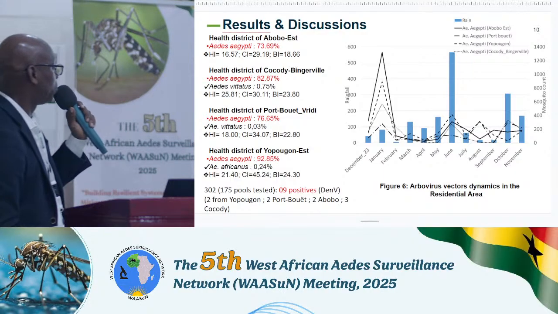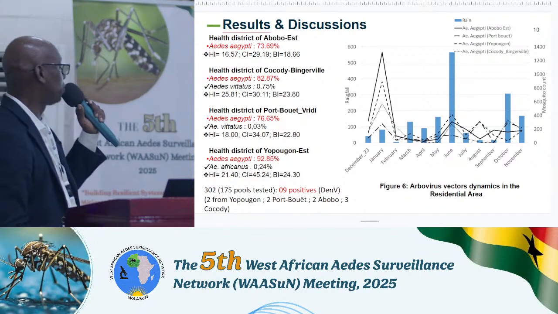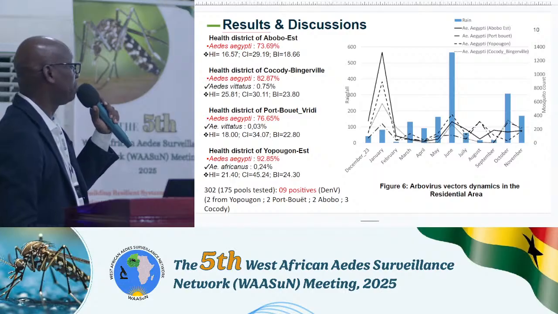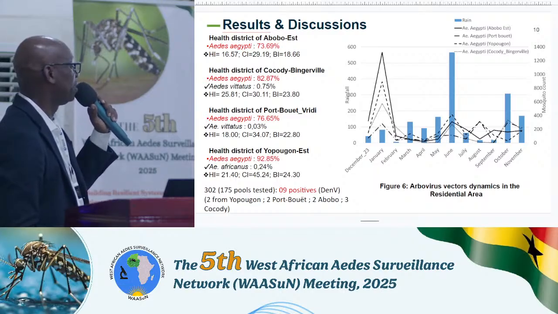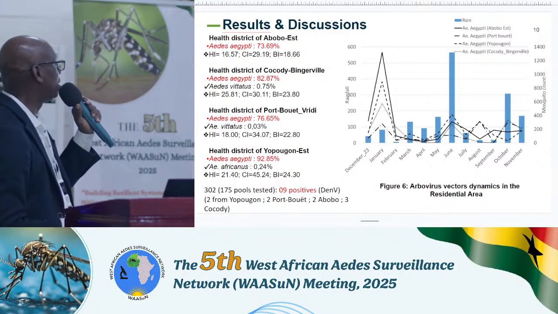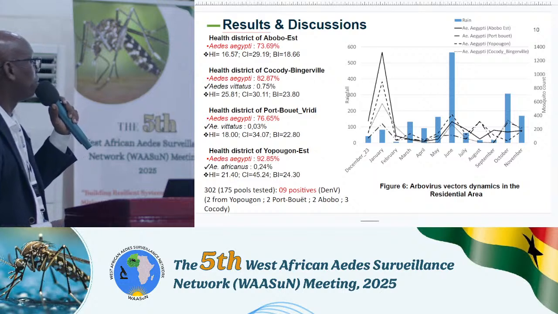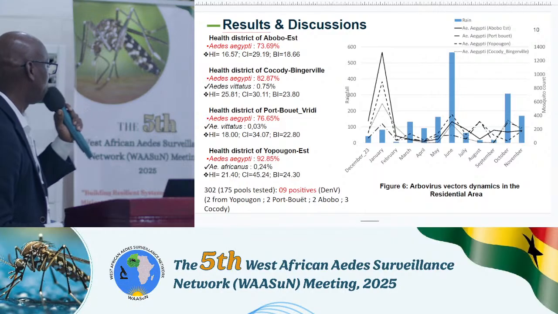When you observe the monthly distribution of collections since December 2023, we collected all months, and we have a peak when the rain starts every year. At the peak of the rainy season, we have more Aedes aegypti collected. Here we have more Aedes in Port-Boué and Abobo. This place still gets rain, even if it's not much, all the time.